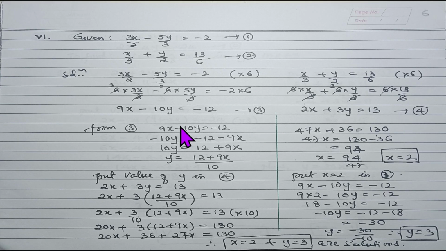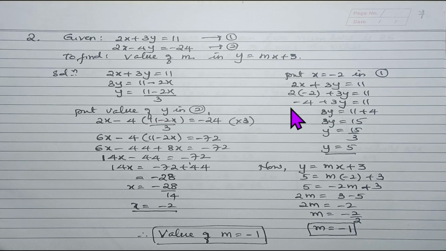I have got two new equations and I have solved them to get the value of x is equal to 2 and y is equal to 3. Please remember that. Now coming to the next pair of equations, we have 2x plus 3y equal to 11 and 2x minus 4y equal to minus 24. Then we have to find the value of m here in y is equal to mx plus 3.